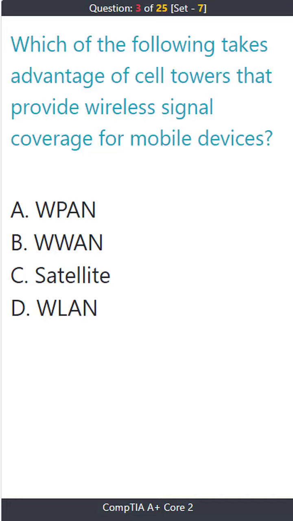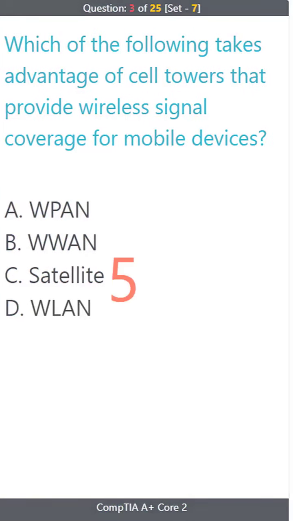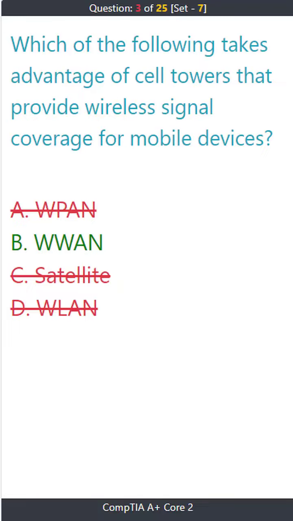Question 3. Which of the following takes advantage of cell towers that provide wireless signal coverage for mobile devices? A. WPAN. B. WWAN. C. Satellite. D. WLAN. The correct answer is B. WWAN.